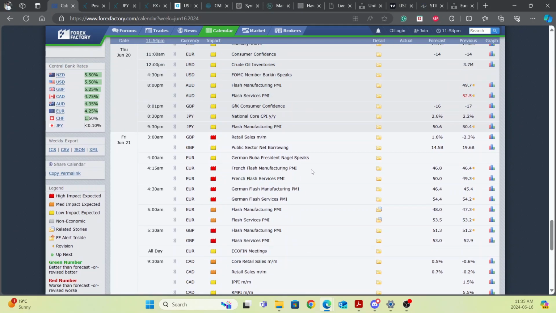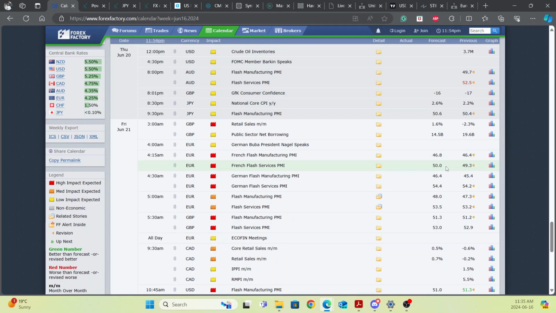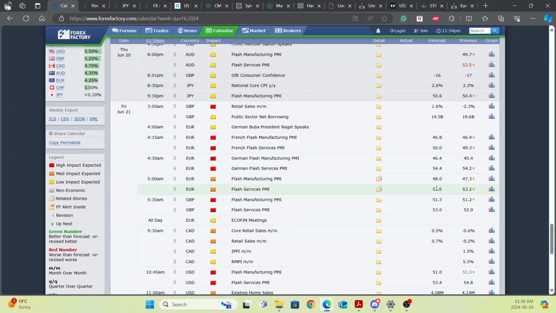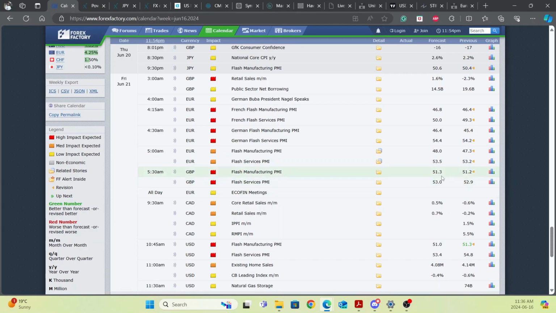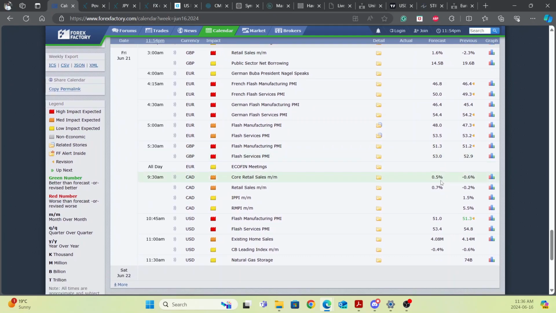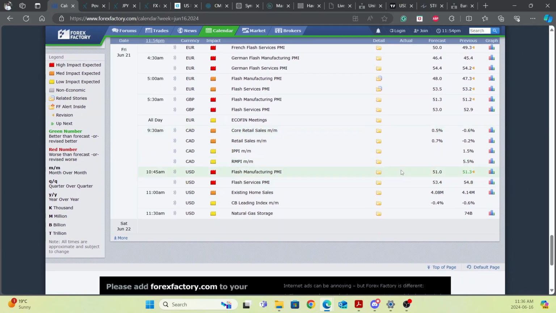If we look at the French flash manufacturing and services PMIs, these are sitting in negative or contractionary territory. Manufacturing and services are sitting in neither expansionary nor contractionary territory. If we look at the pound, both are in good expansionary territory. However, it depends on what we get on Friday. On the USD flash manufacturing and services side, we will also look at what data comes in before we start trading on these events.